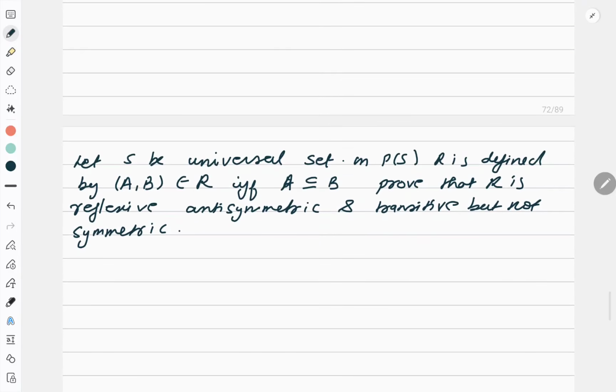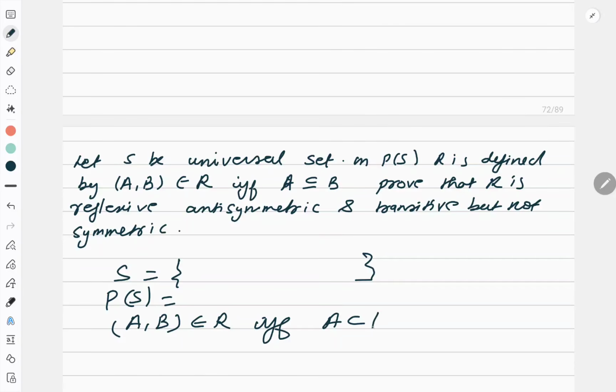Now let us see another question. Now let S be a universal set. So there is some set, say S, which is a universal set, and I form a power set. Power set means the set of all the possible subsets of S. Okay, and then I am defining a relation R in such a way that two sets A and B belong to R if A is a subset of B. Okay, I have to prove that it is reflexive.